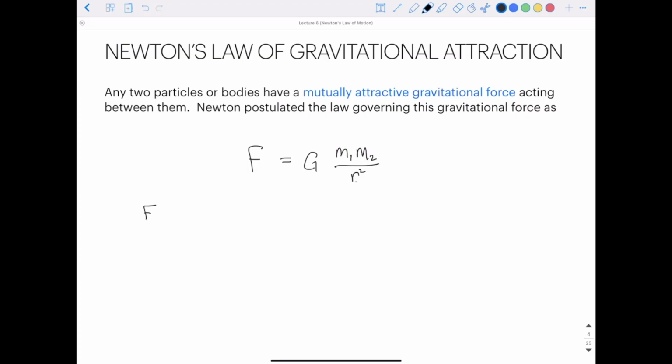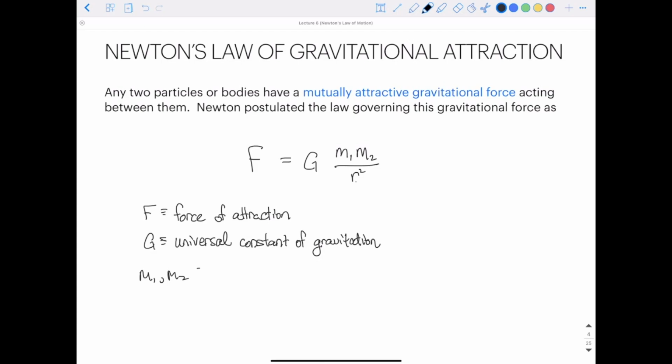So here F is the force, G is the universal constant of gravitation, M1 and M2 are the masses of each body, and R is the distance between the centers of the bodies.